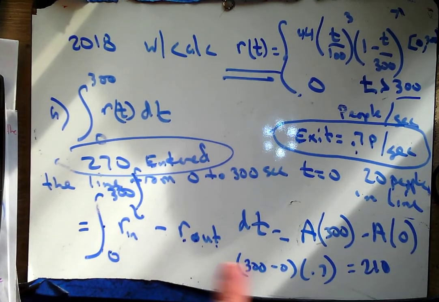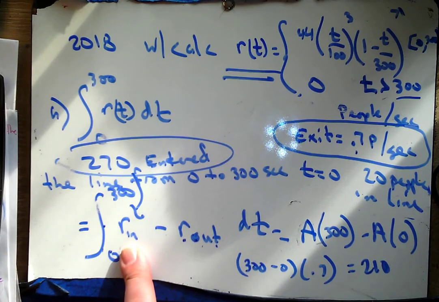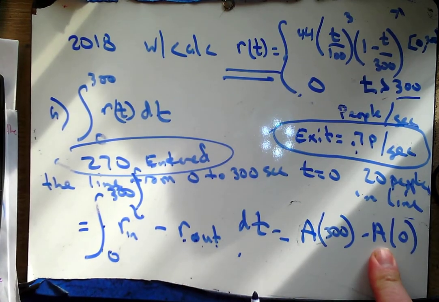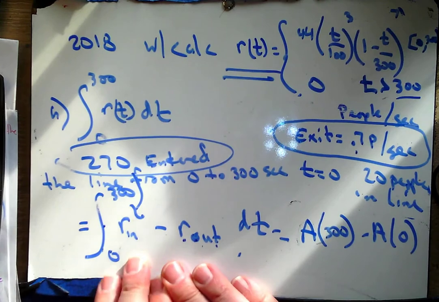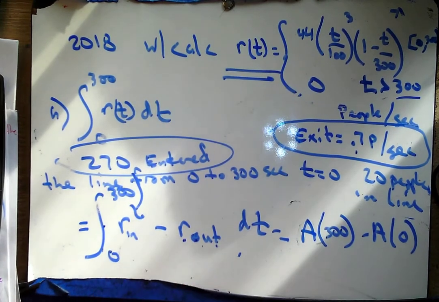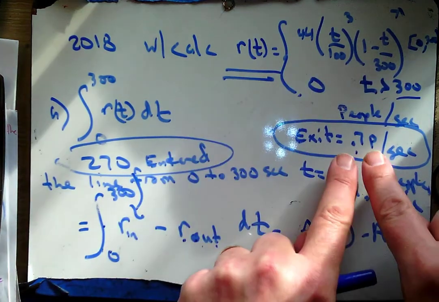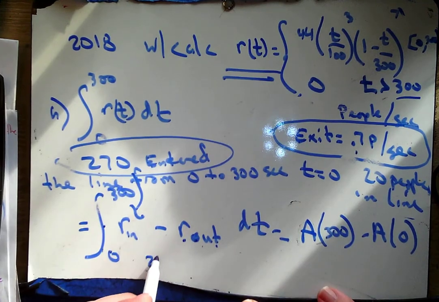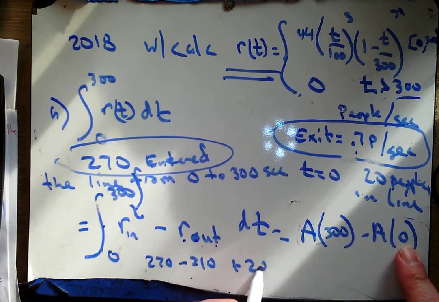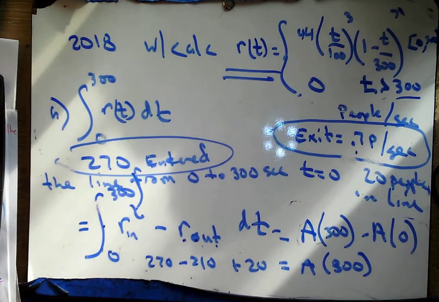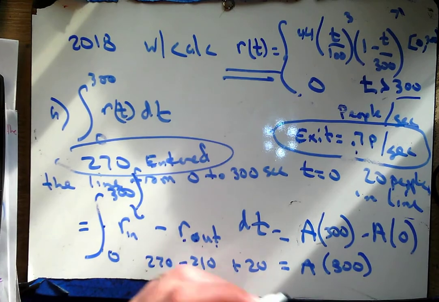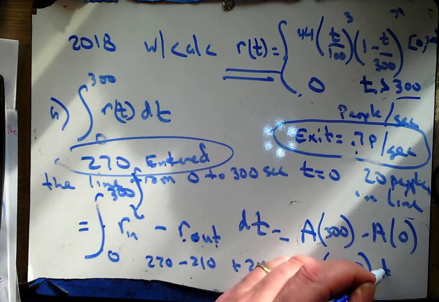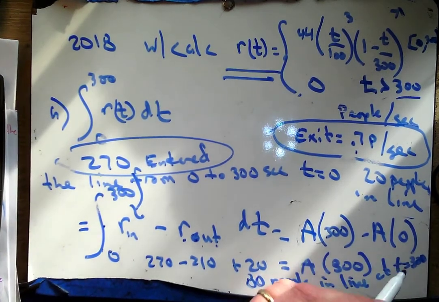210 people left the line, 270 people joined the line. So 270 minus 210 is 60, and don't forget to add that 20. Again, this is with calculator, so you could just do this integral on your calculator. Don't forget, though, it's this minus 0.7. Okay? So we're going to have 270 minus 210 plus 20 equals A of 300. And so 60 plus 20 is 80. There are 80 people in line at t equals 300 seconds.